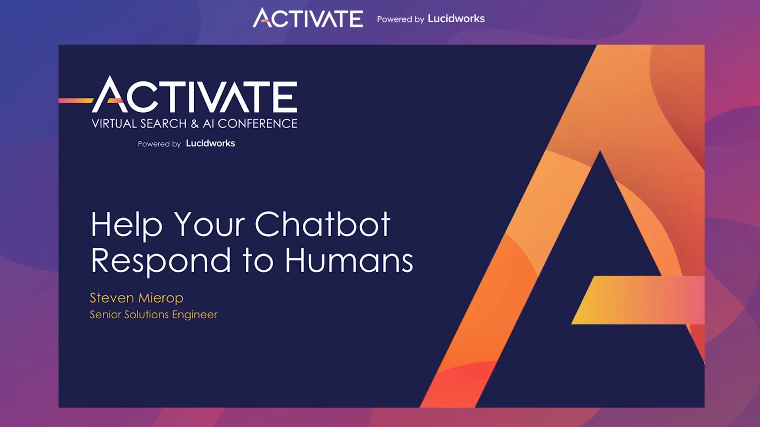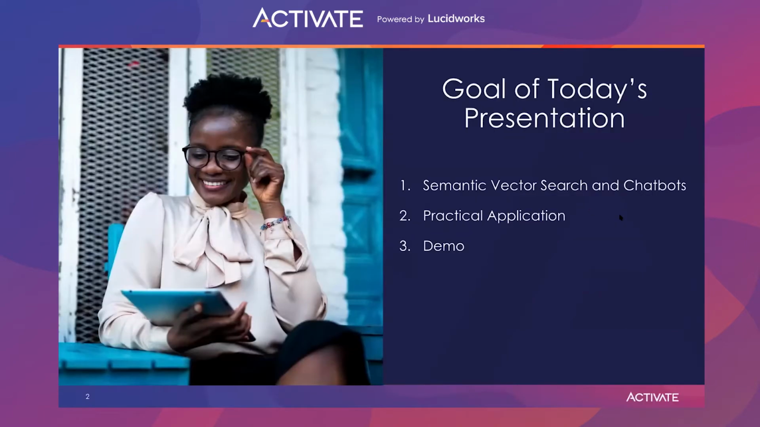And today we're going to talk about how we can improve the quality and responsiveness of your chatbot. The goals of today's presentation are to understand semantic vector search at a high level and how it can be used in conjunction with the chatbot. We'll look at a practical application of how it might be implemented, and then look at a live example.